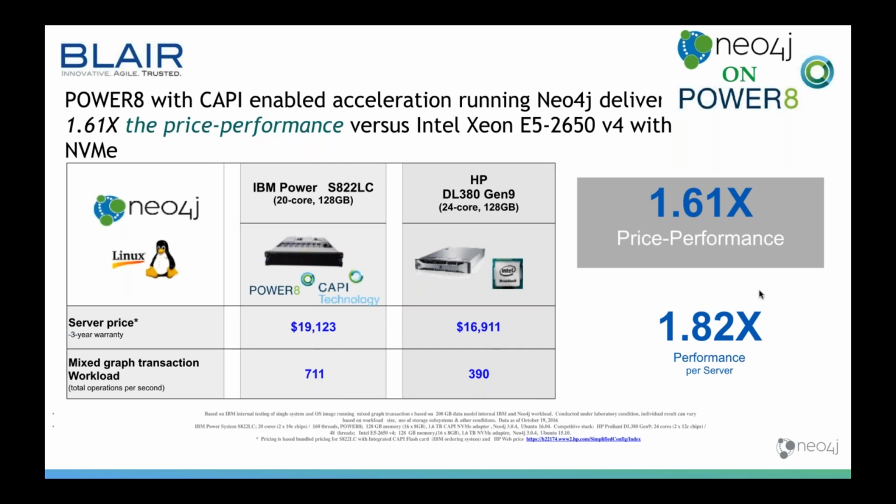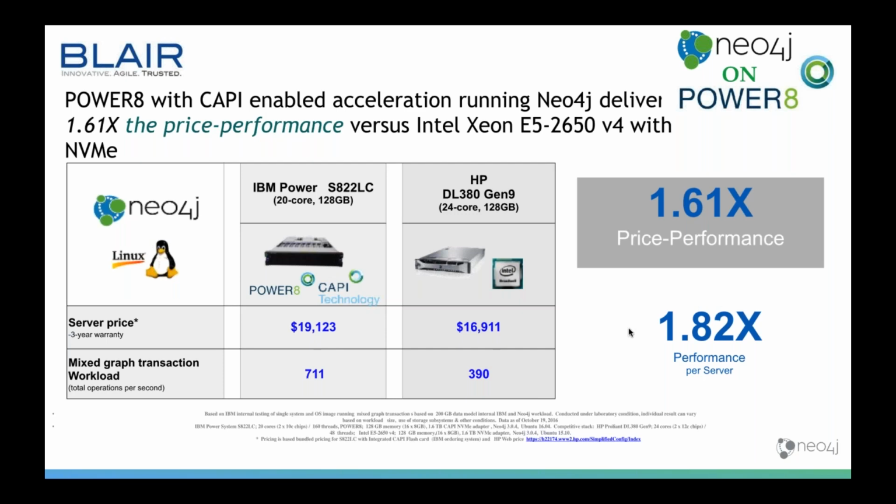What we can see in this simple example, when you're running operations like a Neo4j database, is that you're getting 1.61 times better price performance, so the cost of every operation is less when running it on an IBM Power system. You're also getting 1.82 times the performance on those systems. So clearly the focus is on performance, and the bottom line is that you're able to get that with an IBM Power system as you run those business-impacting workloads.